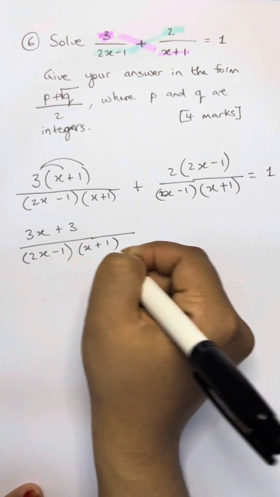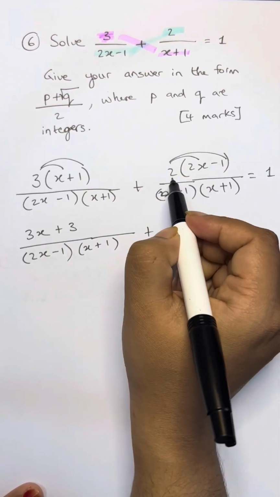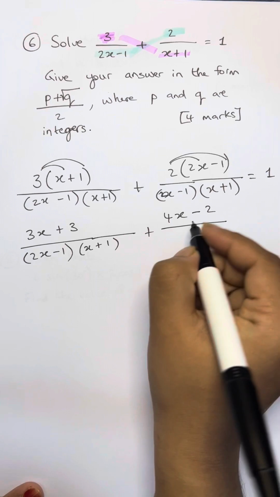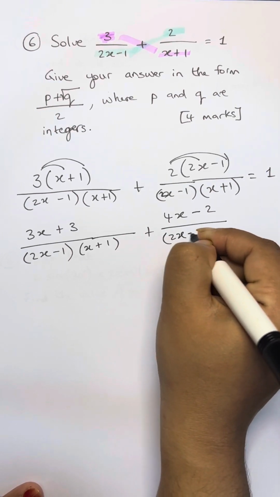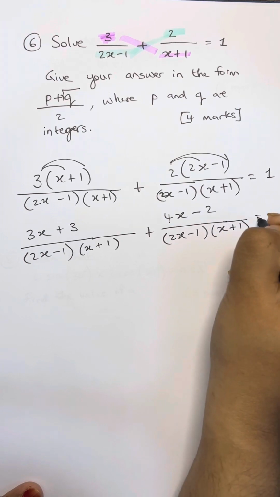Plus, again, expand the numerator on the second fraction. So that's going to be 4x minus 2 over, let's keep it the same for now. Okay, equals to 1.